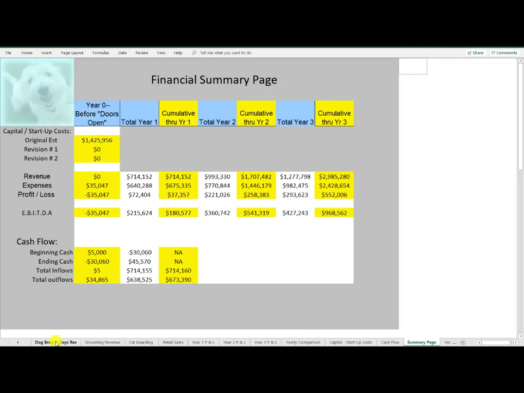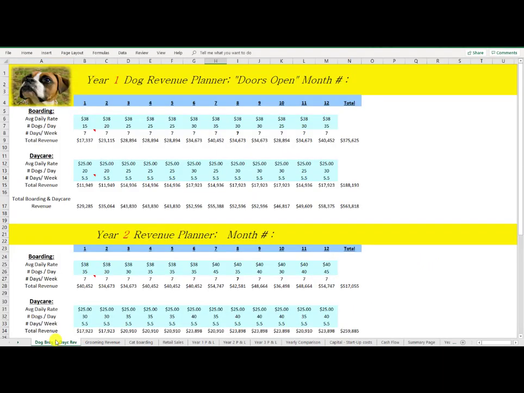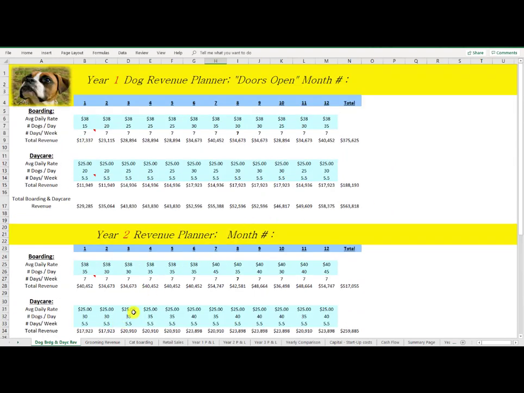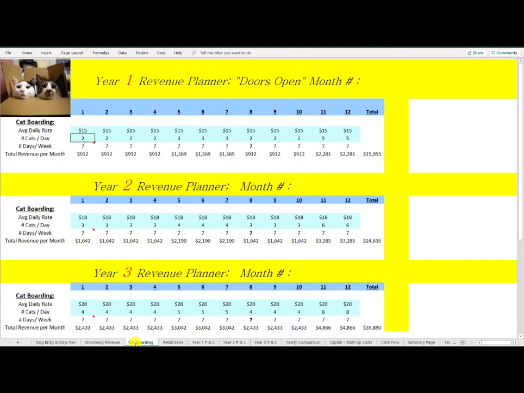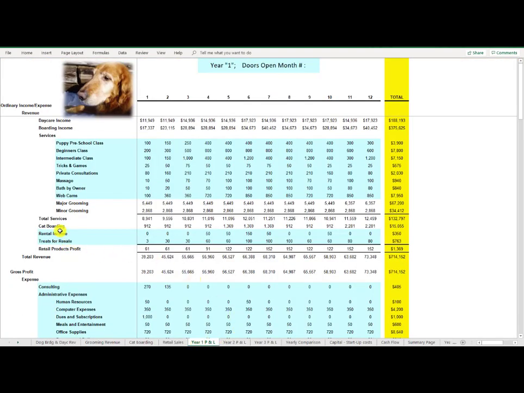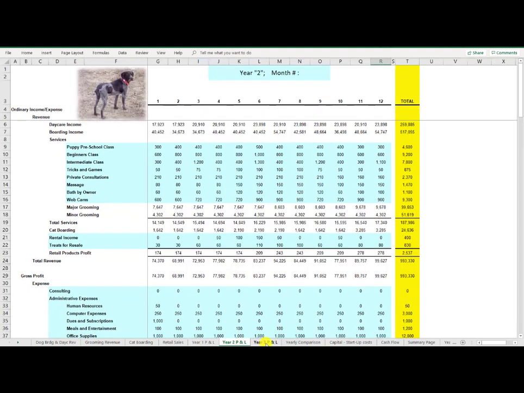This one right here, you can see somebody has completed the full revenue plan, boarding and daycare by month for year 1, year 2, year 3. Same thing for their grooming revenue, cat boarding, retail sales, their year 1 P&L. Now all those revenue numbers, daycare, boarding, grooming, cat boarding, retail products, those automatically transfer in from your other worksheets. And as I mentioned previously, your service items you just manually fill out. So you have that for your year 1, year 2, year 3.